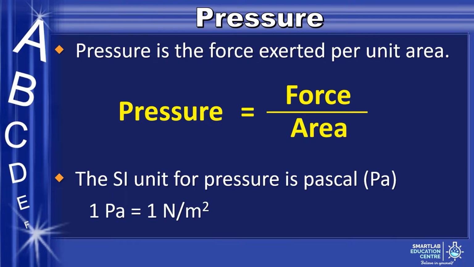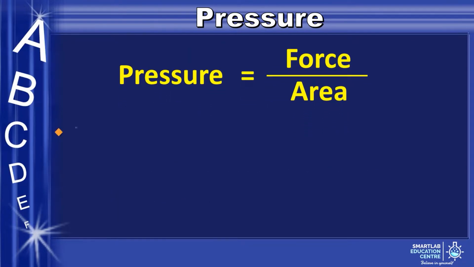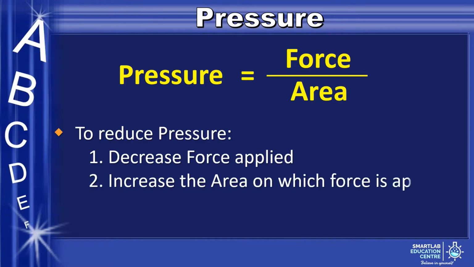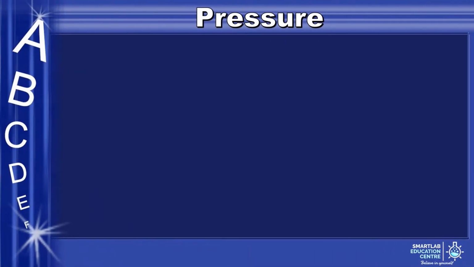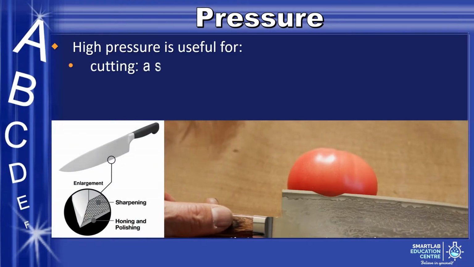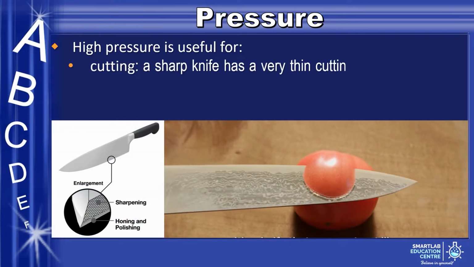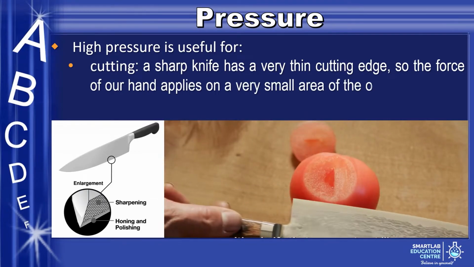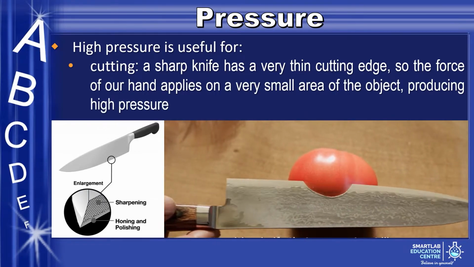These are the methods to reduce pressure. Decrease force applied. Increase the area on which force is applied. There are many cases in our daily life where high pressure is useful. For example, cutting. A sharp knife has a very thin cutting edge, so the force of our hand applies on a very small area of the object, producing high pressure. This high pressure cuts the object easily.